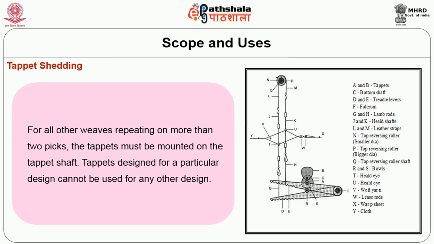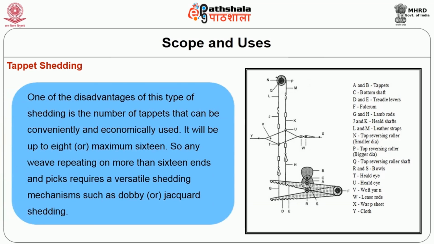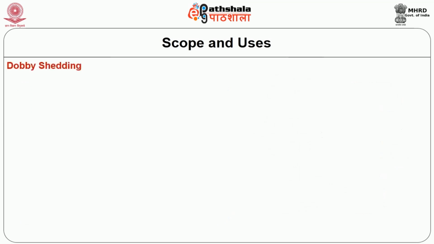A tappet design for a particular design cannot be used for any other design. One of the disadvantages of this type of shedding is the number of tappets that can be conveniently and economically used. It will be up to 8 or maximum 16. So any weave repeating on more than 16 ends and picks requires a versatile shedding mechanism such as a Dobby or a jacquard shedding.